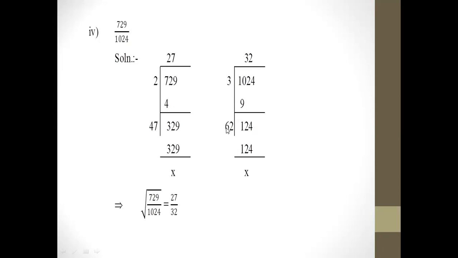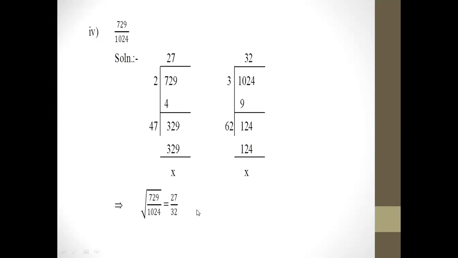6. So with 6, you check the number which gives you 124. So first 61 multiply 1. 61 ones are 61, less than 124. 62 multiply 2. 2 twos are 4 and 2 sixes are 12. 124 you will get. So the square root of 729 by 1024 is equal to 27 by 32.